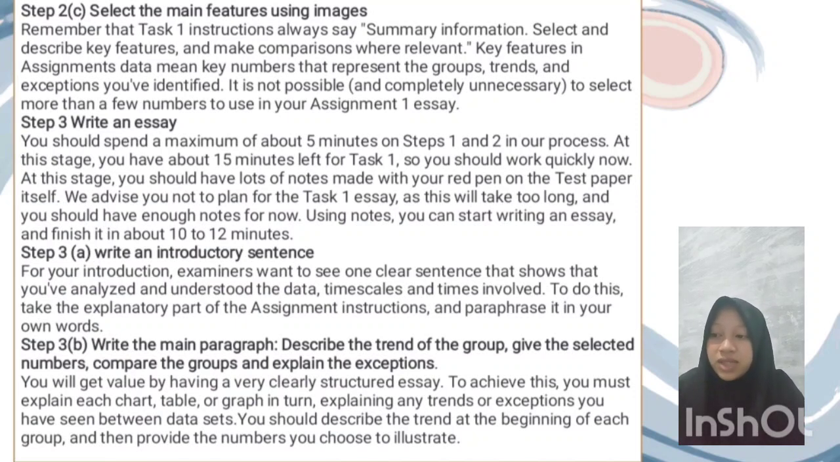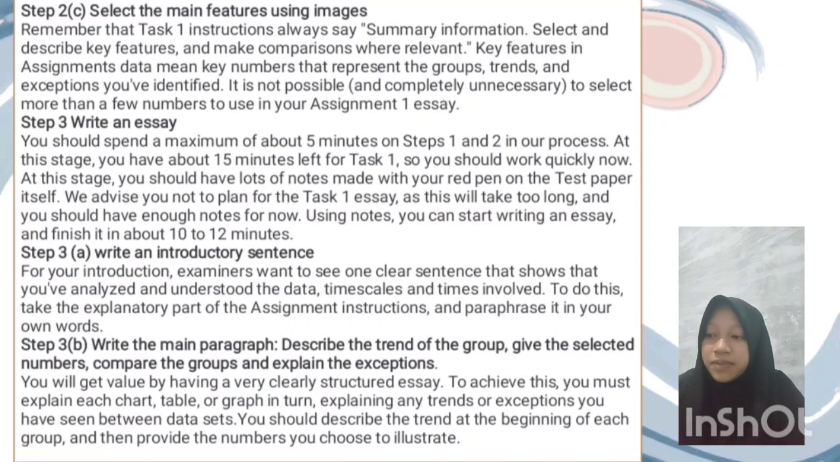Step 3a. Write an introductory sentence. For your introduction, examiners want to see one clear sentence that shows that you have analyzed and understood the data, timescale, and units involved. To do this, take the explanatory part of the task introduction and paraphrase it in your own words.